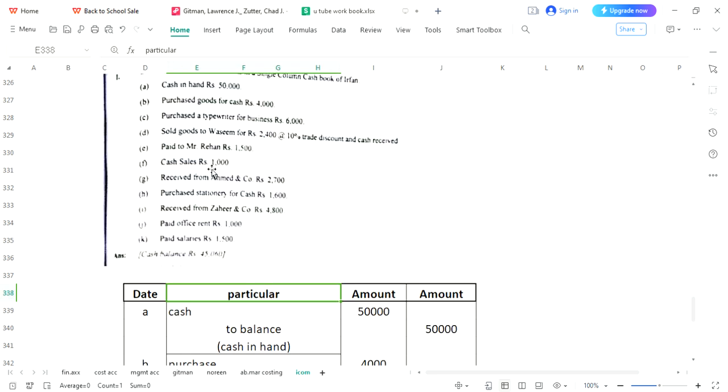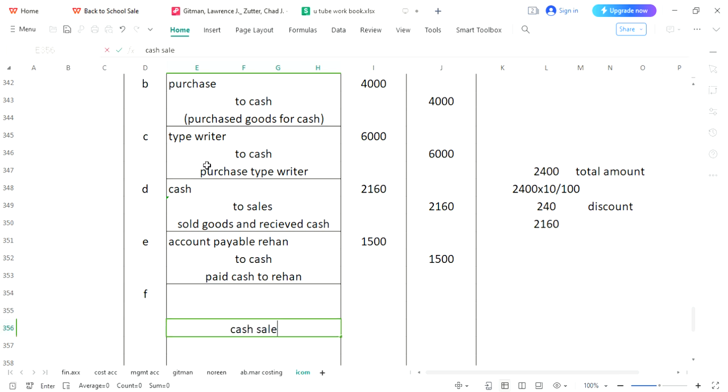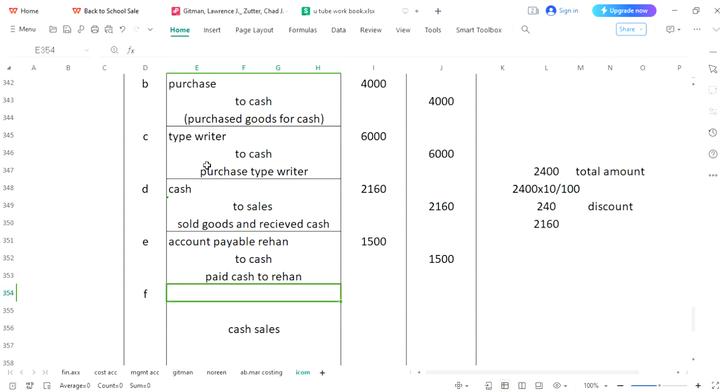Cash sales. Okay, this is a good entry. Cash sale means you have sold goods and received immediate cash. When you receive cash, your asset would be increased. Increase in asset should be written on debit side. So you will write cash on debit side, and as usual, we will be aligning it on left side.